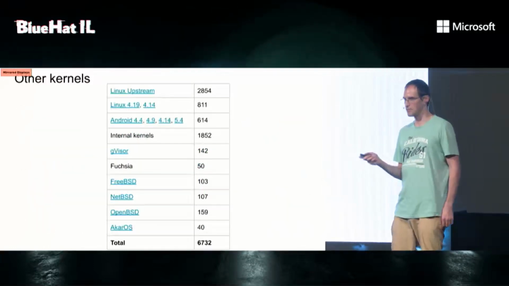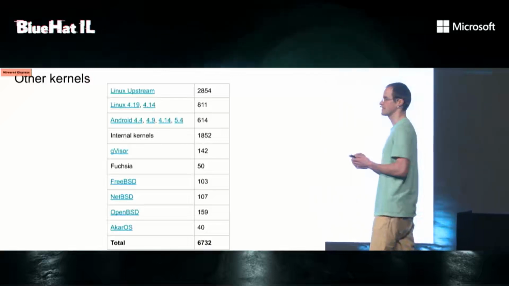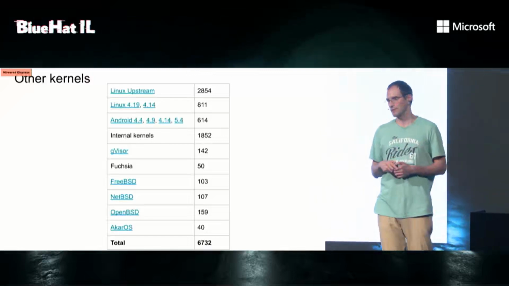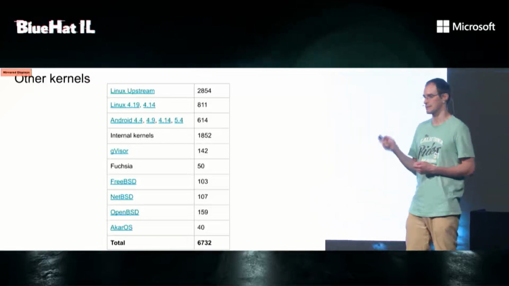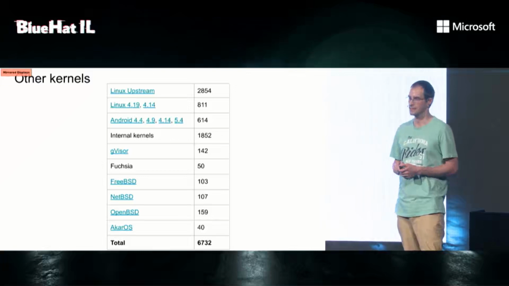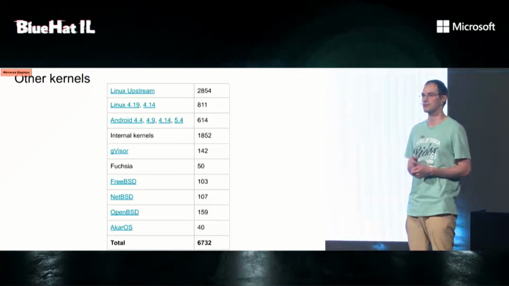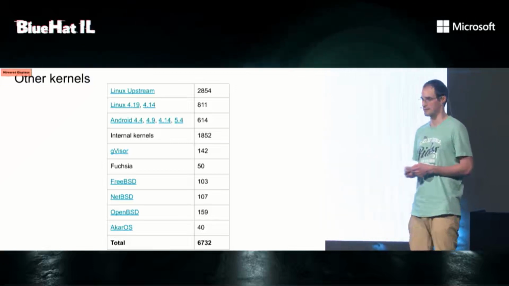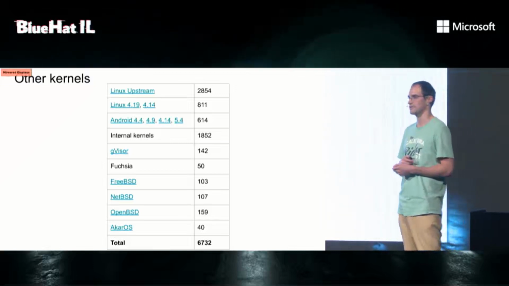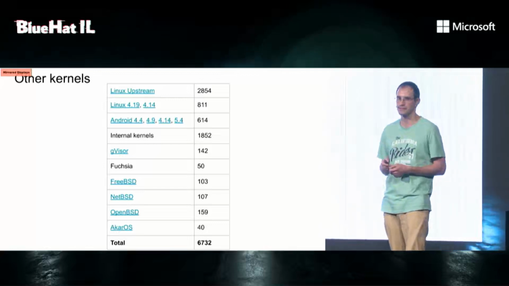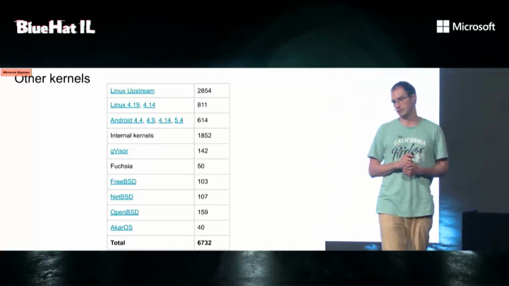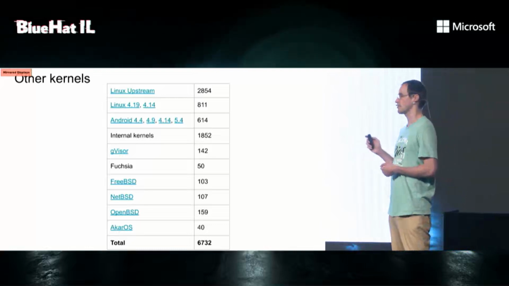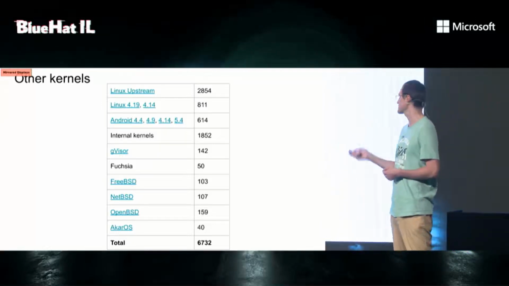But syzbot allowed us to scale the system even more. So besides upstream Linux, we also test several kernel releases. We test several Android releases. We test a number of internal kernels, and we also ported syzkaller to a set of other operating systems like gVisor, Fuchsia, FreeBSD, NetBSD, OpenBSD. So in total, it has reported close to 7,000 bugs by now. And this doesn't include all of the invalid and duplicate bugs.